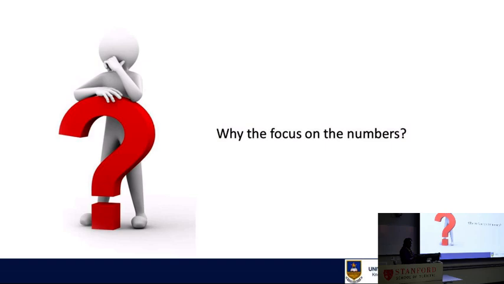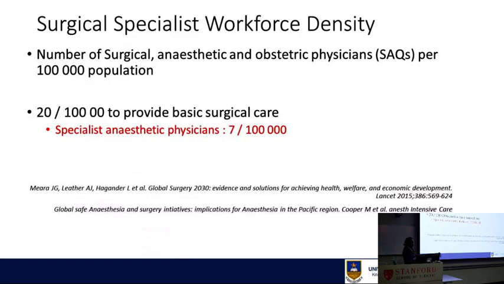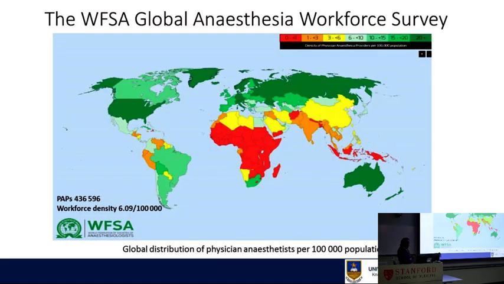So why am I focusing so much on the numbers? What's the importance of these numbers? The Lancet Commission defines surgical specialist workforce density as the number of surgical, anesthetic, and obstetric physicians per 100,000 of the population. And the ideal number should be 20 per 100,000. That's looking at the surgeons, the anesthetists, and the obstetricians. From that, they deduce that physician anesthetists should be 7 per 100,000. Then in 2015-2016, the WFSA did a global anesthesia workforce survey to look at how many physician anesthetists we had for the population of the whole world. And they found that we had a density of 6.09 per 100,000.